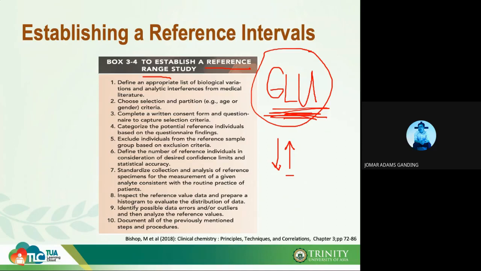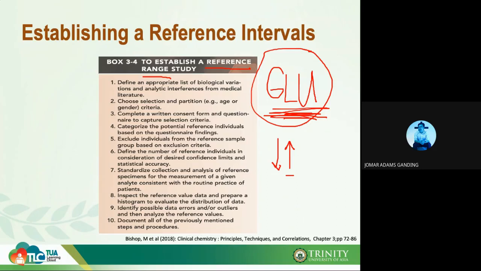Fourth, you should categorize potential reference individuals based on the questionnaire. This is what I was talking about a while back about partitioning. Are you planning to partition them according to gender, the reference range for the male, the reference range for the female, or for adult, for infant, for fetus, whatever you want to partition them to? And of course, you also need to have exclusion criteria. Not everybody that met your inclusion criteria is also qualified.